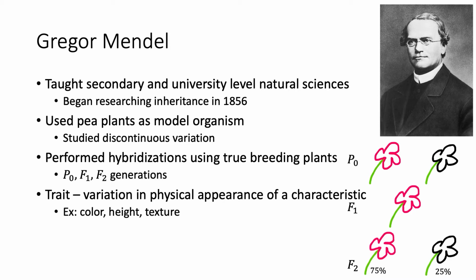Let's wrap up the summary of Mendel's experiments with a formal definition of traits. Traits are basically just variations in physical appearance of a characteristic. In the case of pea plants, this could be flower color, which can be pink or black, pea color, which can be yellow or green, height, except in the case of pea plants, there are two separate heights instead of a range like for humans, as well as texture, which can be smooth or wrinkly.